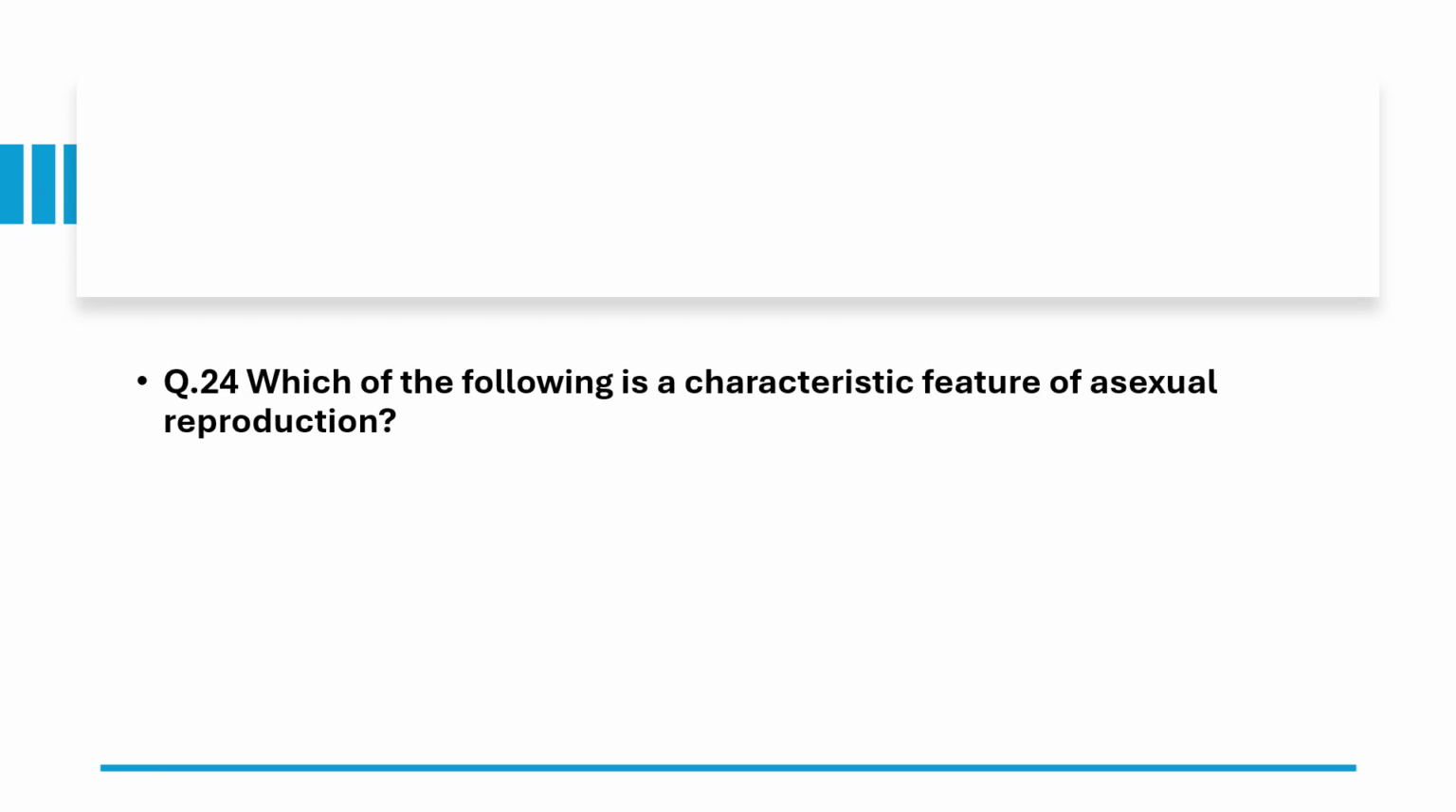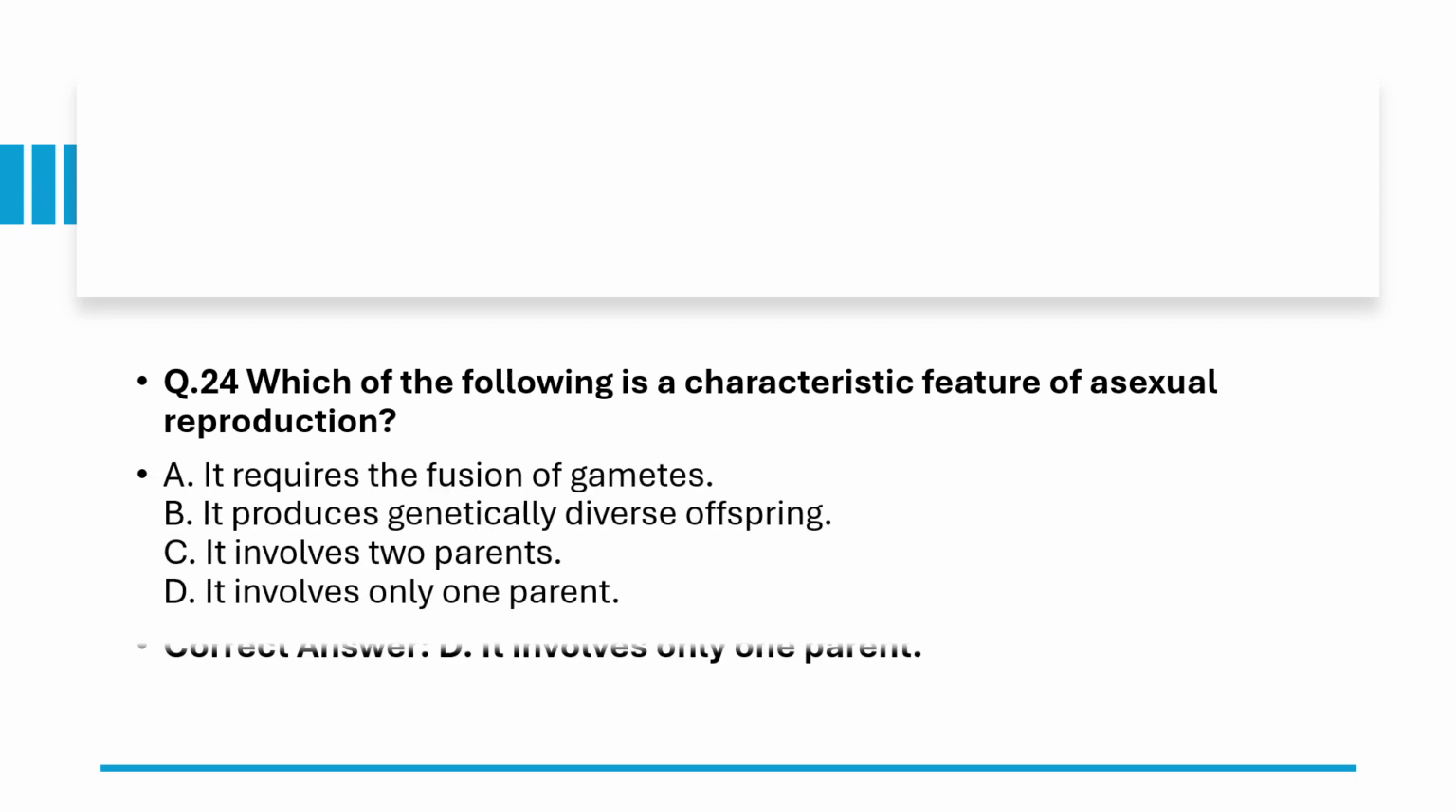Which of the following is a characteristic feature of asexual reproduction? So these are the options, and the correct answer is option D. It involves only one parent.